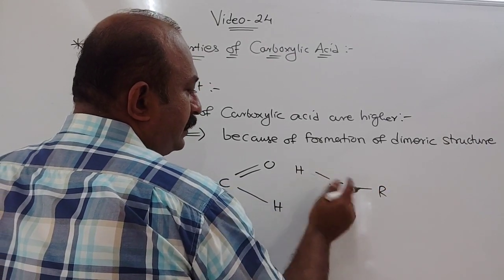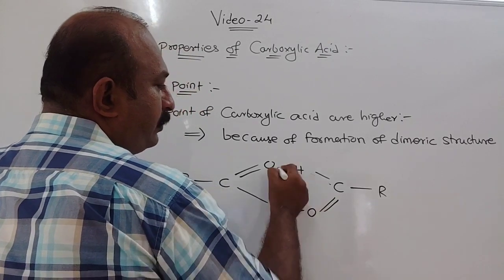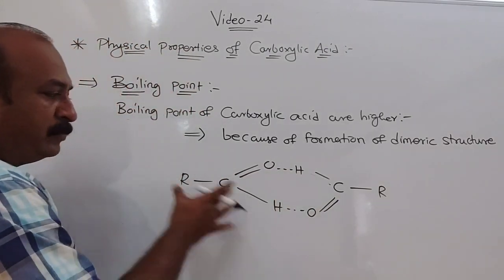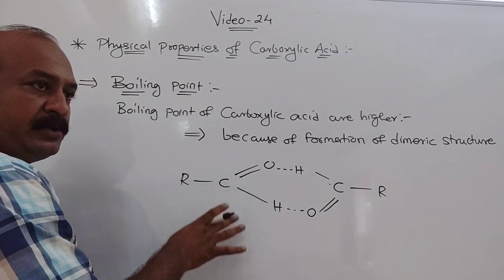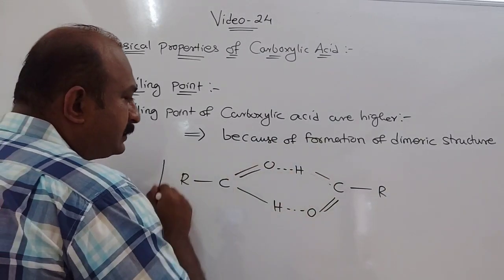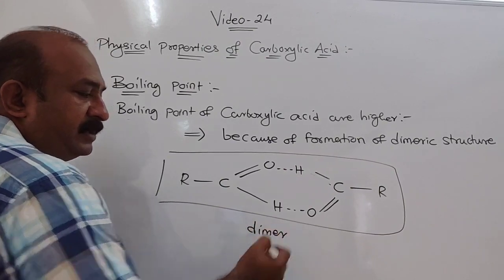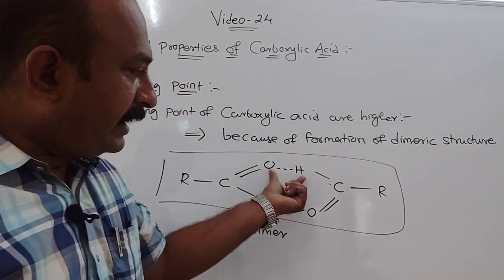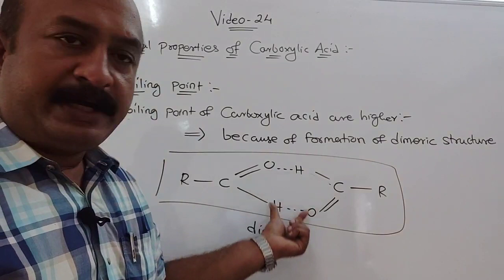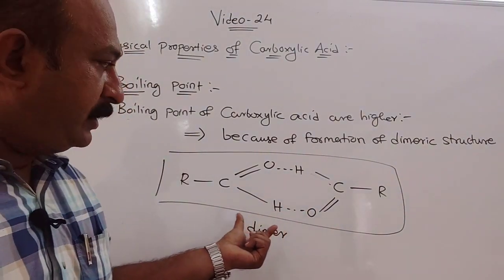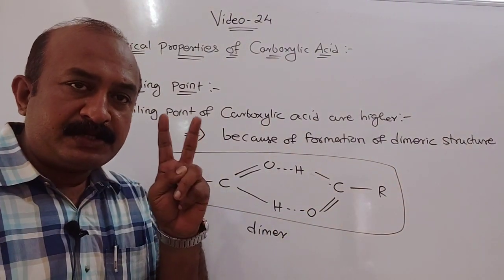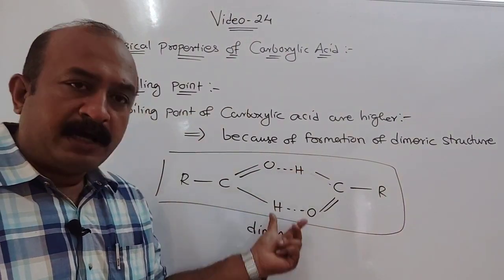Like this, sorry, double bond O. If one molecule is there, the mass of one molecule is given. Now if two molecules combine with each other, we call it a dimer. Dimer means an intermolecular hydrogen bond is formed between two molecules. That's why we call it a dimer. Dimer means two molecules combine with a hydrogen bond.